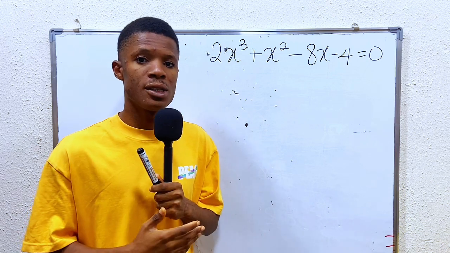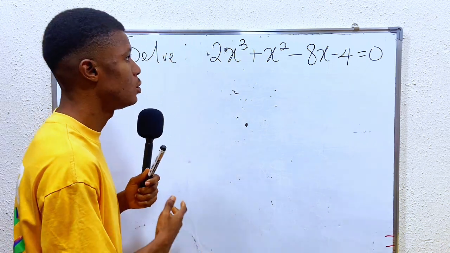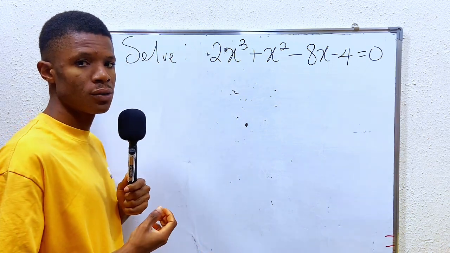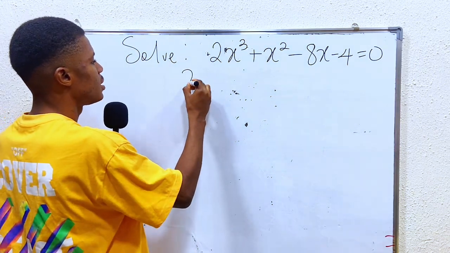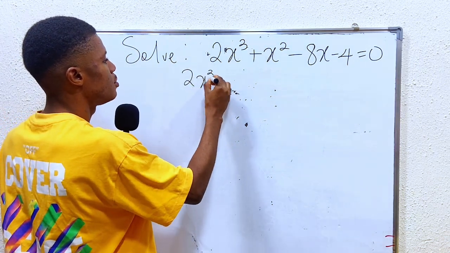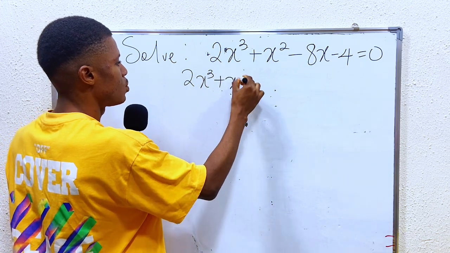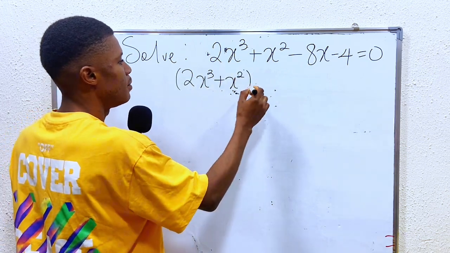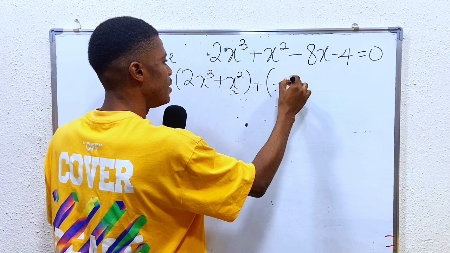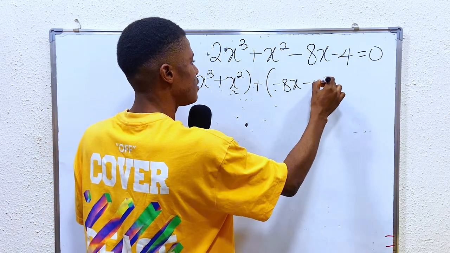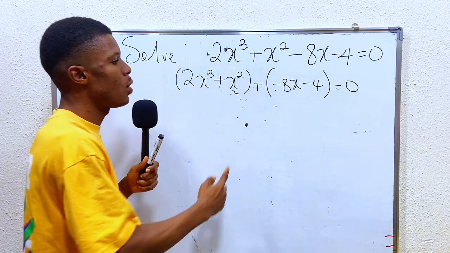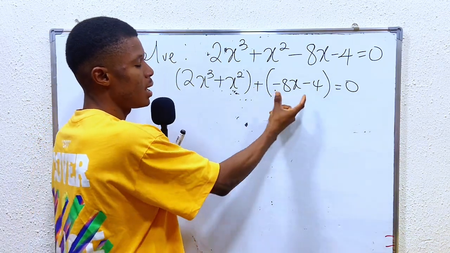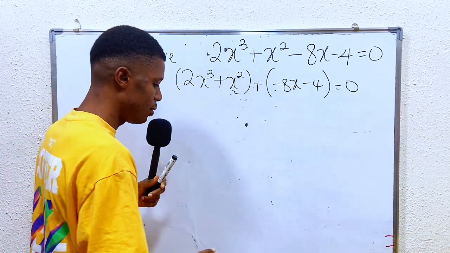For us to solve this function, first thing we have to do is to group the function into pairs. So I can now group it into 2x cubed plus x squared in a group, then plus minus 8x minus 4 is equals to 0 in a group. The reason why I used plus is that when plus multiplies, everything retains its value.